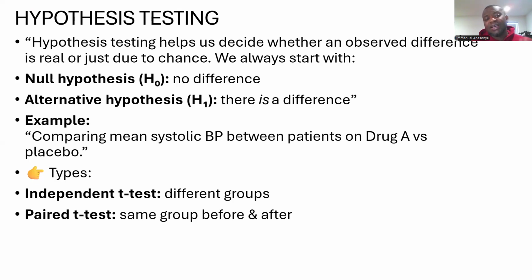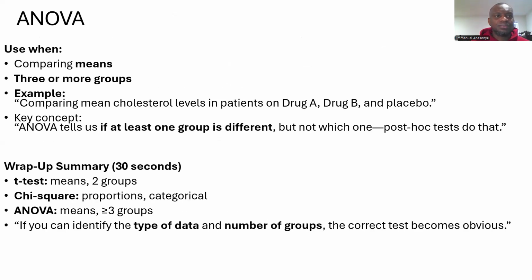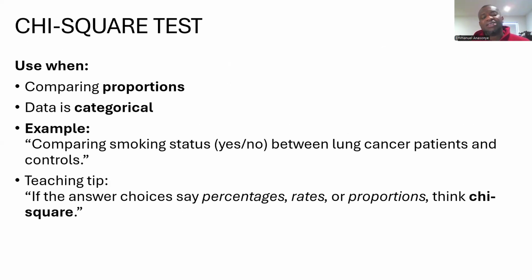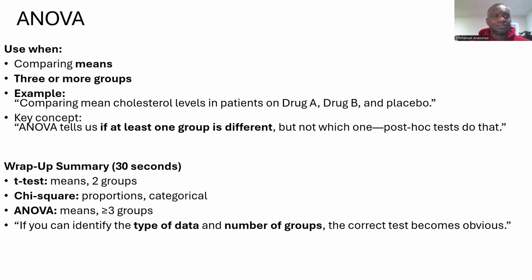So look at the difference. Independent is different groups. Paired t-test is the same group before treatment and after treatment, the same group, not different groups. Then the chi-square test is used for comparing proportions. The data is always categorical. An example is comparing smoking status between lung cancer patients and controls. So if it has to do with percentages, rates or proportions, you think of chi-square, but if it has to do with means, think of a t-test.